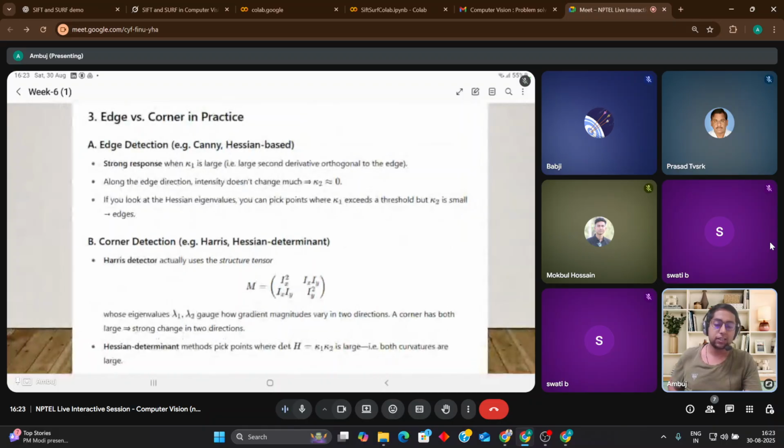If you know the basic aspects of coding, you can write the code yourself using this concept: take an RGB image or a black and white image and compute how many corners and how many edges you are able to find in the given image. This is very important in Canny edge detection, in Hessian based edge detection, and in corner detection using the Harris or Hessian determinant. These aspects are very important.